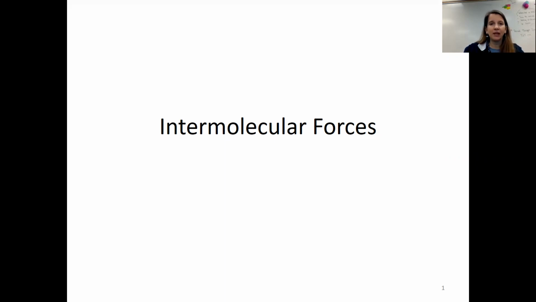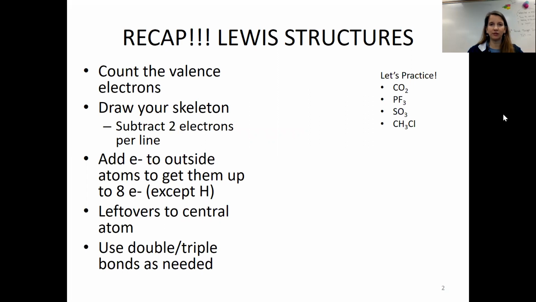up in your head. In order to be really successful at intermolecular forces, there's a few things that we need to recap from last semester. So the first thing that we're going to recap is Lewis structures. So I've put a little brief description of how to draw your Lewis structures again. We're going to do some practicing.